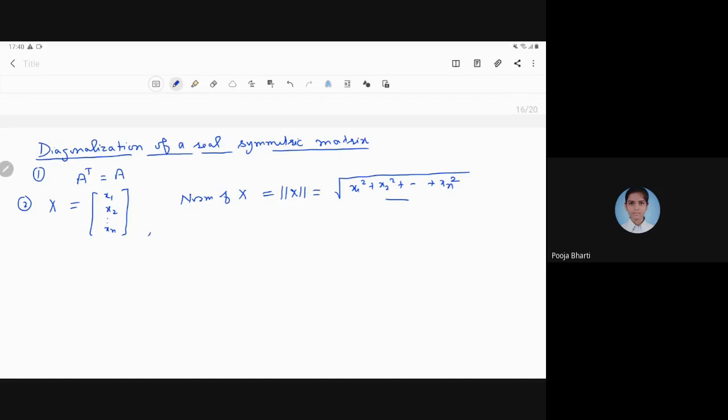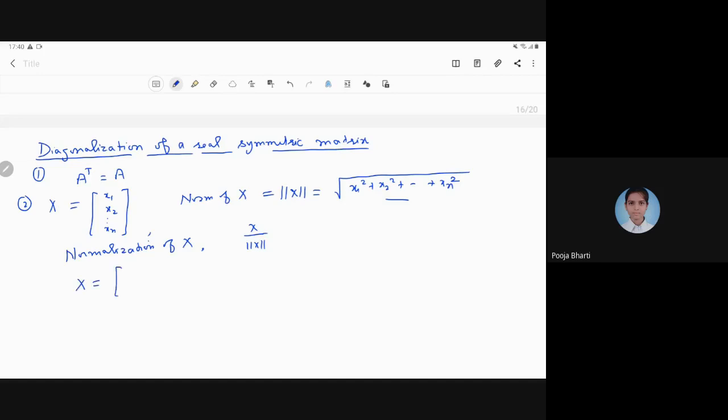What is normalization of X? Normalization means finding a unit vector. Normalization means X divided by its norm. If you divide a vector, or you can say you multiply the vector by 1 over norm X, then you get a unit vector. See one example.